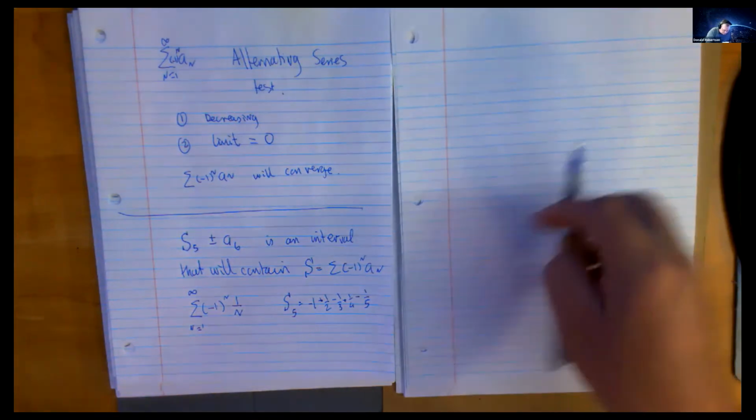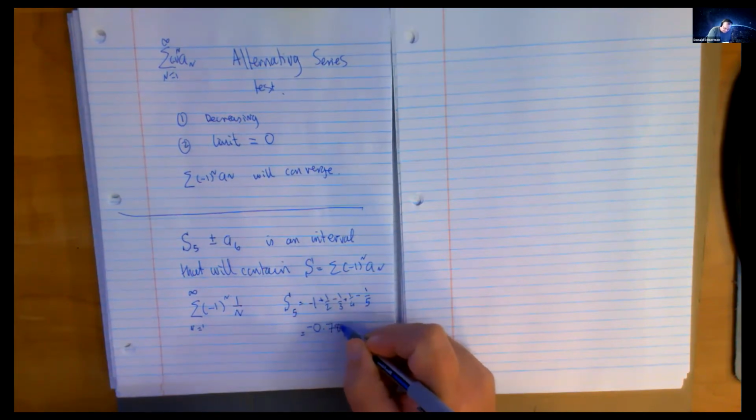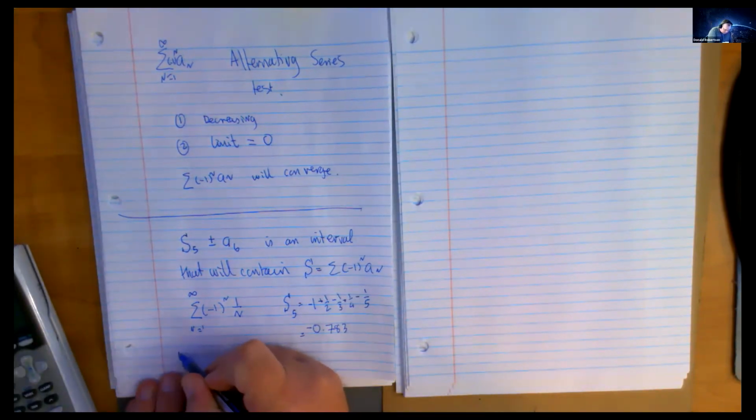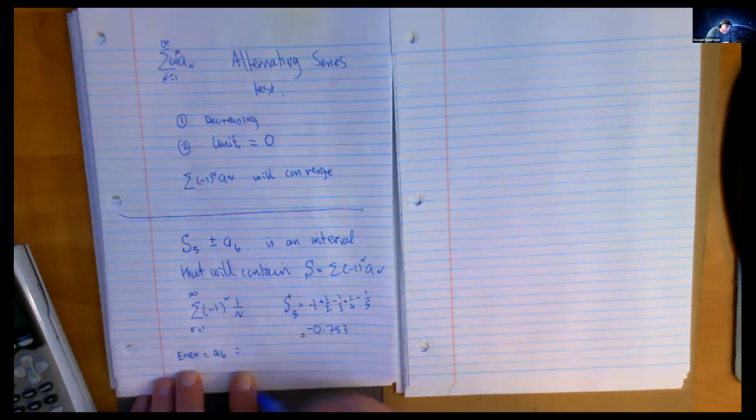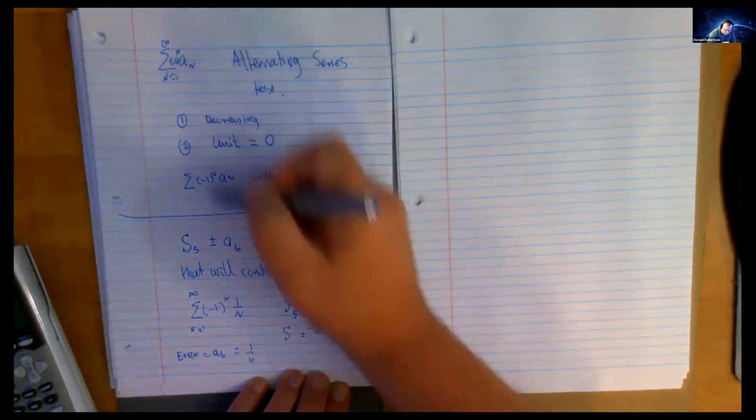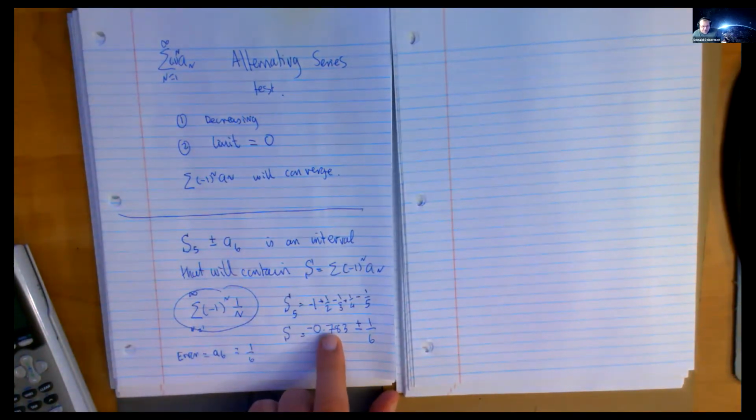The answer that I have got right now is -0.783. Well, it is to a certain amount of accuracy. Now, since I used S5, the tolerance or the error is the value of A6. And A6 in this series is 1/6. So you could basically say that this guy here adds up to a number, negative 0.783, give or take 0.1667.